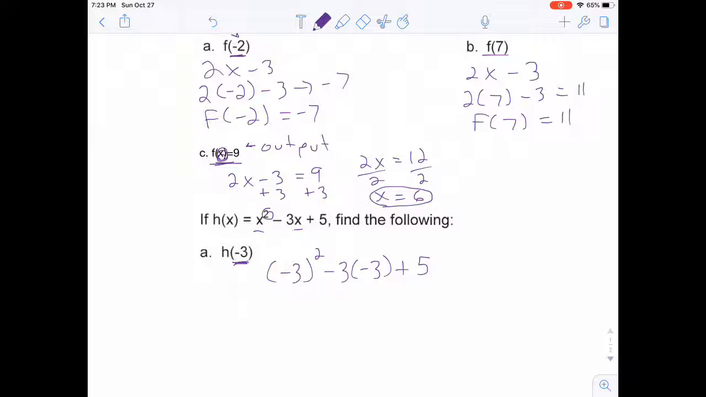If I wanted to solve using order of operations, negative 3 squared, make sure we use parentheses. If we were using a calculator, it would be positive 9. Negative 3 times negative 3 is positive 9, plus 5. So this would equal 23. So I would write h of negative 3 equals 23.